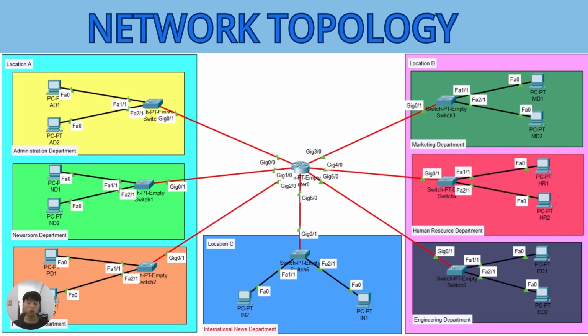So this is our network topology. In this network topology, we use one router to connect to 7 switches, and one switch is connected to 2 PCs in each department. Besides that, we use fiber to make the connection between the router and the switch, and we use copper wire to make the connection between the switch and PC. Then we use gigabit Ethernet to make the connection between the router and the switch, and use fast Ethernet to make the connection between the switch and PC.